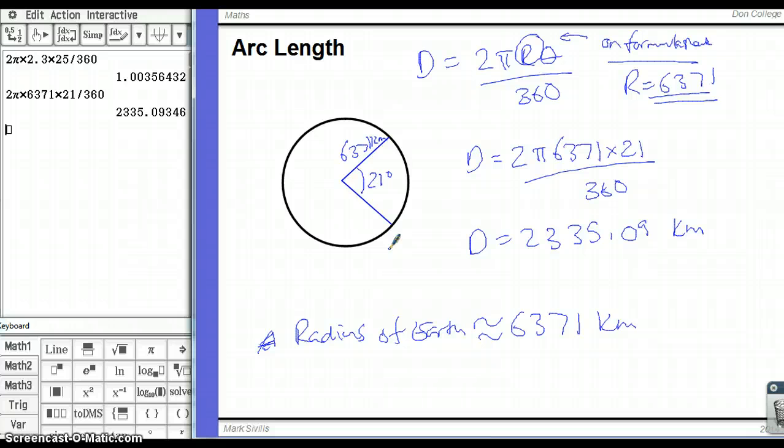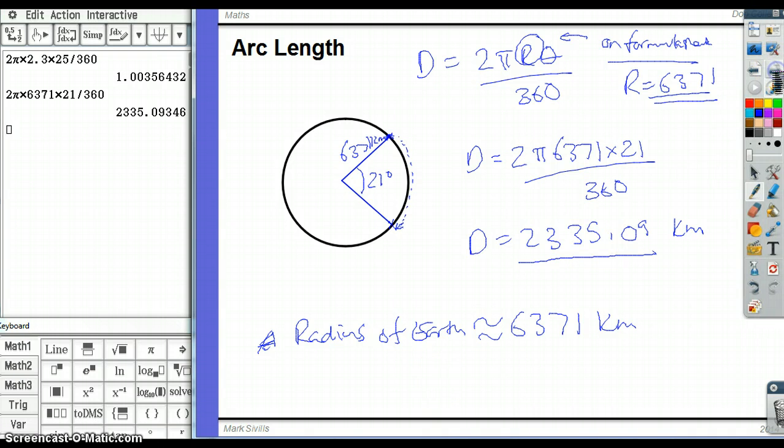What that means is you've just calculated the distance if you were to start at this point and travel, say, due south along the Earth's surface down to this point here, which is of course a curved surface, you would have travelled 2,335.09 kilometres, and that's what we're doing a lot more of, this sort of stuff in Earth geometry.